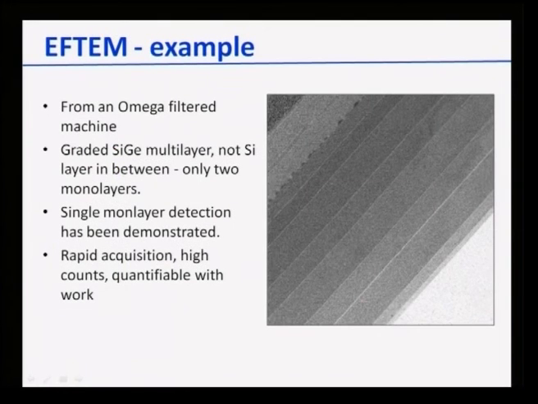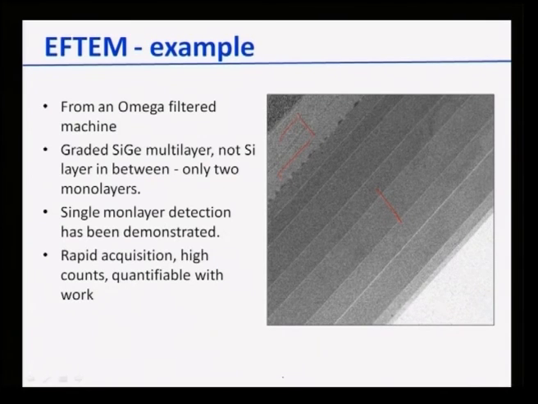So I will give you some examples of EFTEM. This is just different layers in a thin multilayer thin film. You can see the contrast here is different than the contrast here. This is a graded silicon germanium multilayer, with a Si layer between them. There are only two monolayers. Single monolayer detection is very easy. These are high resolution images. You can see even the atomic planes, and rapid acquisition is also possible.